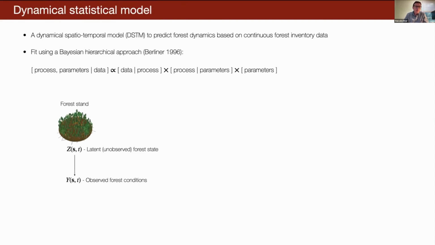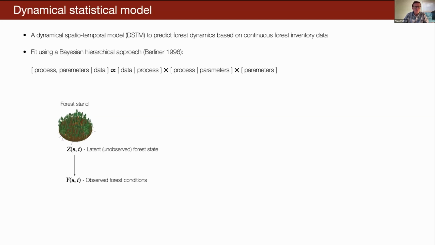We can do that with this really nice conditional approach where we say, okay, our inventory data is going to be generated conditional on our latent process, our unknown process of forest dynamics. Then we're going to have a model of forest dynamics that's conditional on some set of demographic parameters. And lastly, we're going to have some set of models, in this case prior distributions, for those parameters themselves.